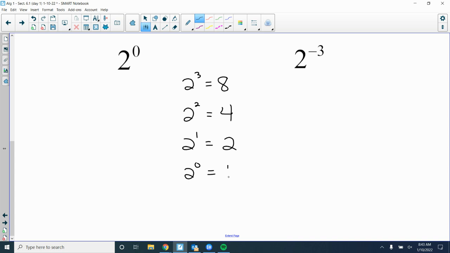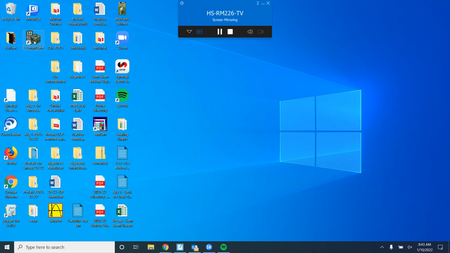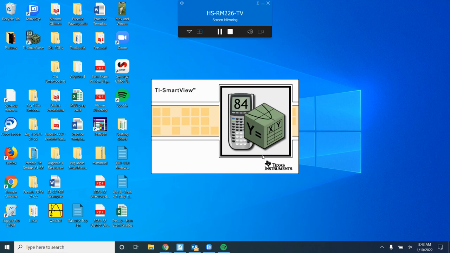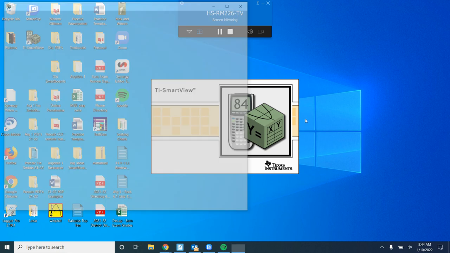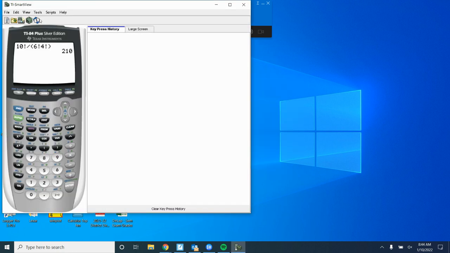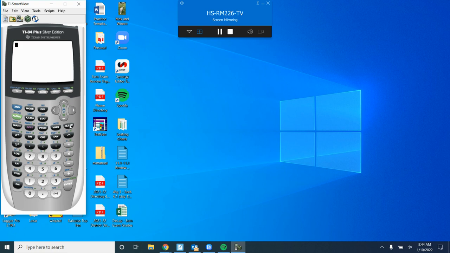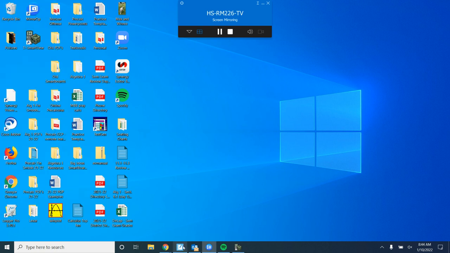On your calculator, do 2 to the 0 power. I'm going to pull up my calculator here. Does it say 1? Do you believe I'm right now? Okay, if I hit 2 to the 0 power, it says 1. So we've got to keep that pattern going.